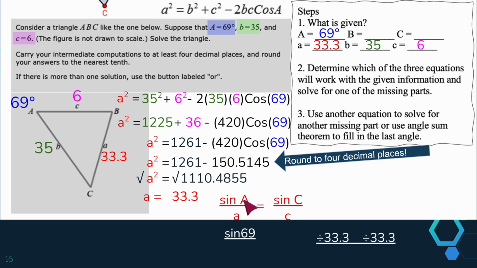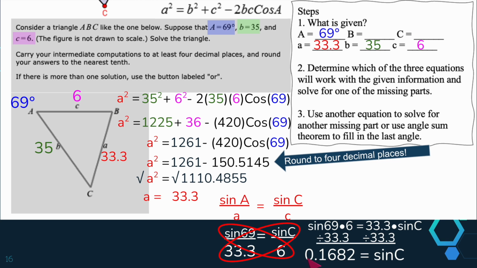So I know this angle A is 69 degrees, so I take the sine of 69 over the side a, which is 33.3, we just found that, equals the sine of C over side c. I don't know what angle C is, remember that's what we're looking for, but I do know that side c is 6. So now I would cross multiply. I'd have sine of 69 times 6 equals sine of C times 33.3. So now you can see why I had that divide by 33.3 up there, because I'm trying to get that away from the sine of C. So now I have 0.1682 equals sine of C.